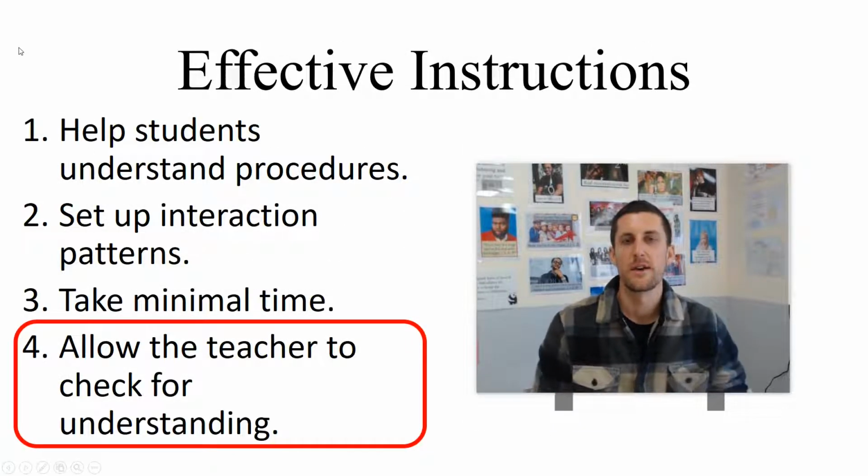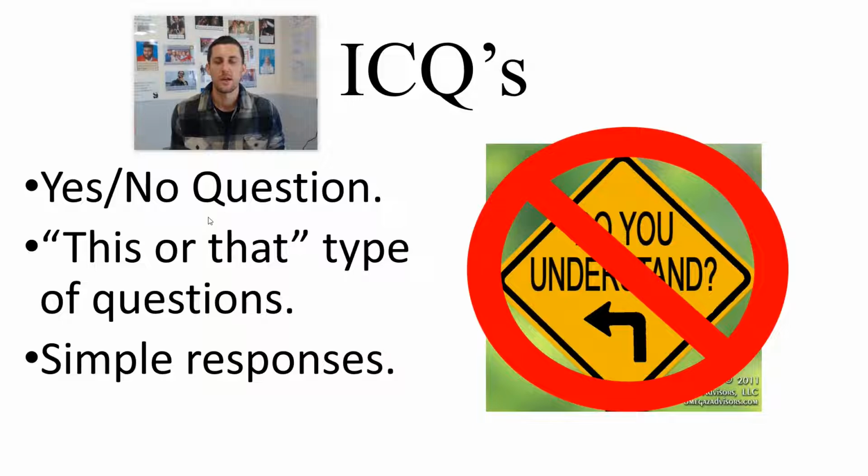And finally, effective instructions allow the teacher to check for students' understanding. This often comes in the form of ICQs, or instruction comprehension questions. These can be very simple questions like yes or no, this or that, or questions that demand simple responses, something to check that the students understand what they are supposed to do.